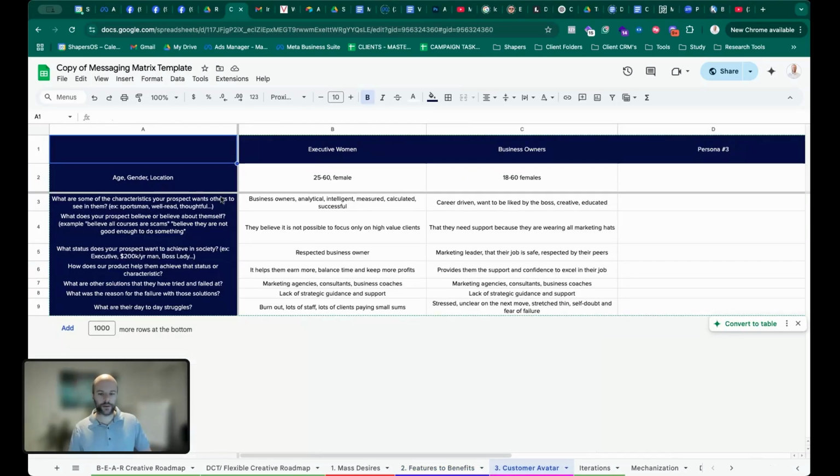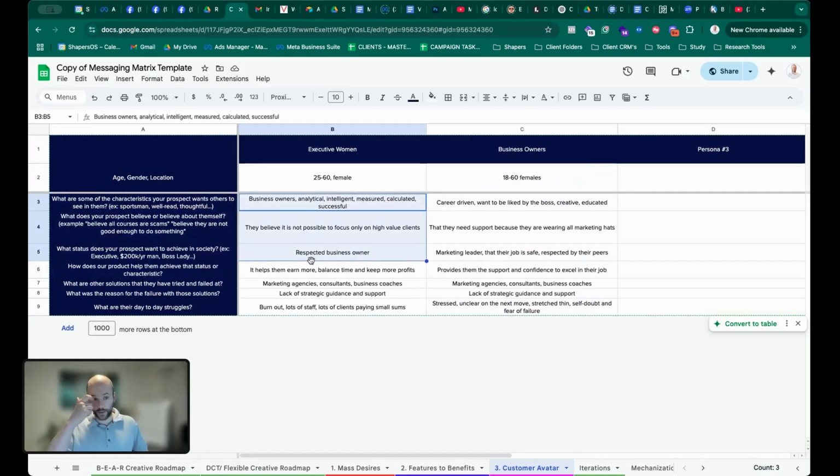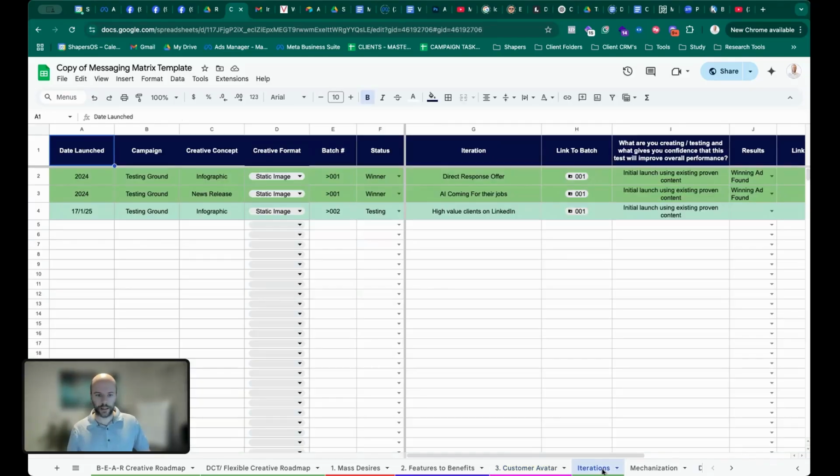And then we break down those avatars as well. So as you can see, there's a couple of different avatars, executive women, business owners, and then you just note down, like, we've got a series of questions here to note down all that information around those different personas that might be within the same total addressable market.